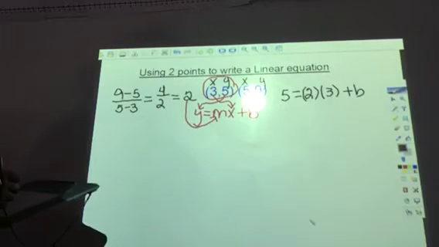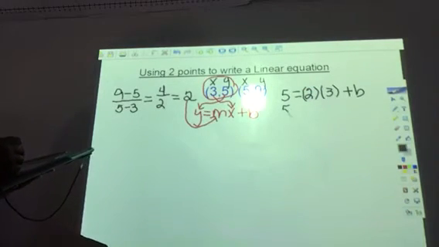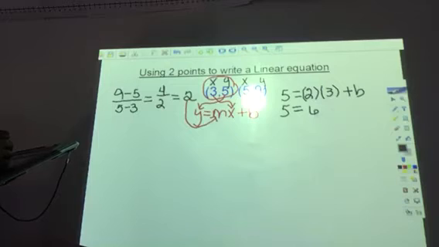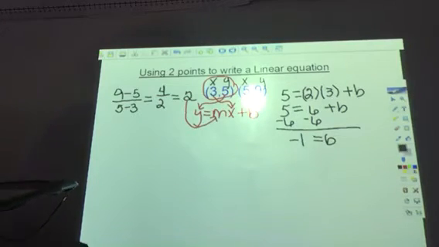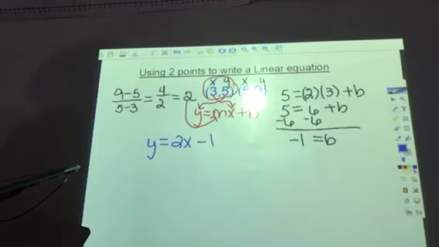Now I have to solve for b, which is my y-intercept. 2 times 3 is 6. Subtract 6 from both sides. My y-intercept is -1. Therefore, the equation of my line is y equals 2x minus 1.